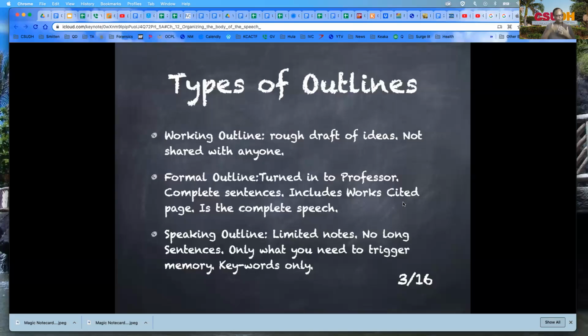No worries, but that's what we're doing. What you have is a speaking outline. That is what we put on our cards. The speaking outline is limited words, no long sentences, no big paragraphs. We are looking at keywords, phrases, bullet points. These are what I'm looking for in my speaking outline.